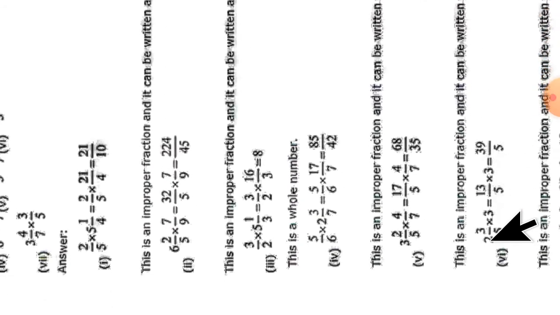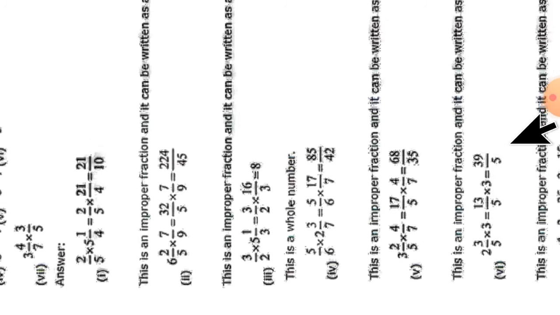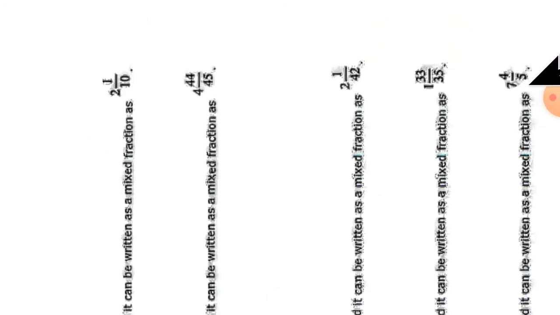Next one, 2 integer 3 upon 5 into 3 equals 5 2s are 10 plus 3, 13. 13 upon 5 into 3. 13 3s are 39 upon 5. This is an improper fraction, and so divide 39 by 5, you will get 7 integer 4 upon 5.